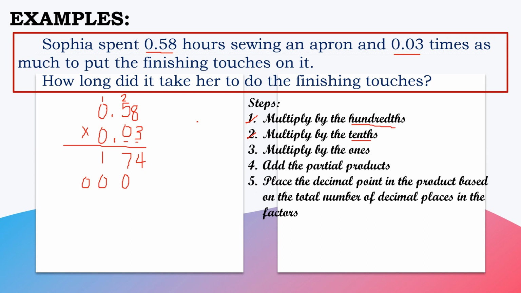Okay. Let's proceed to step number 3, which is multiply by the 1. So, identify mo naman aling digit ba ang nasa 1's place value. Of course, yung ating isa pang 0, ito yon. So, kagaya ng ginawa natin sa 0 at saka sa 3, multiply natin isa-isa sa ating digit sa ating first factor. So, 0 times 8 is of course 0. 0 times 5 is still 0. And 0 times 0 is still 0.